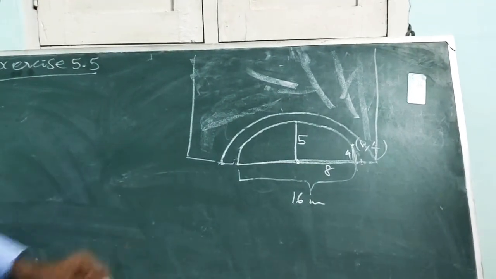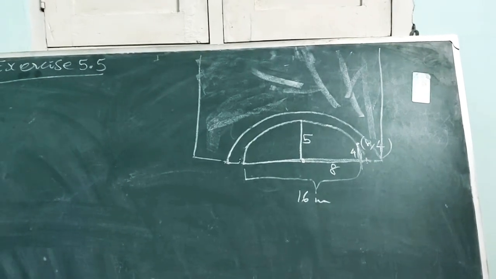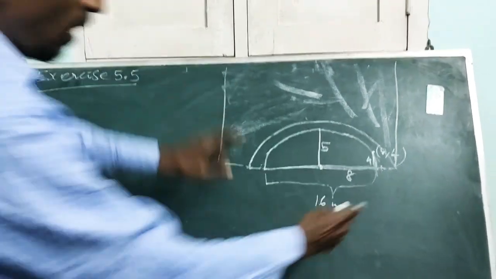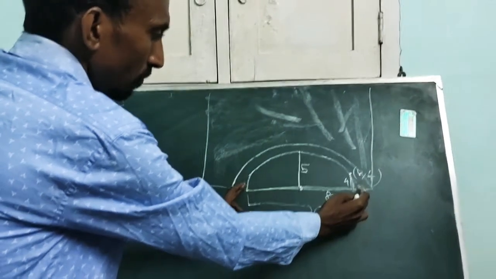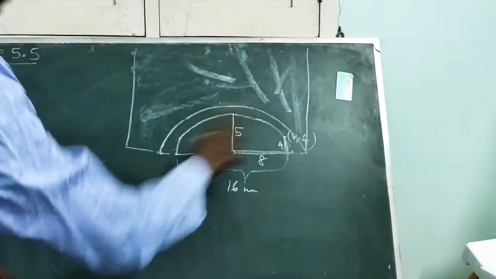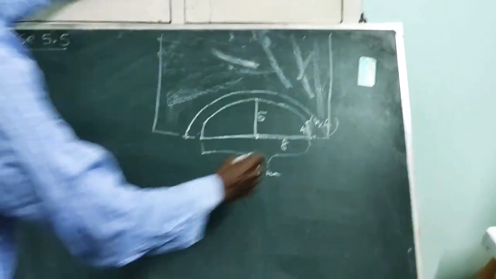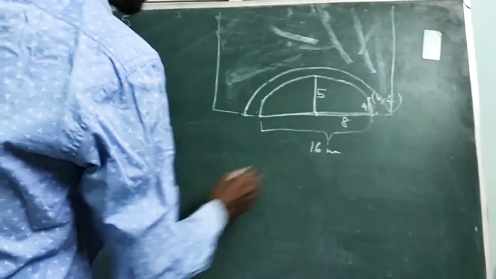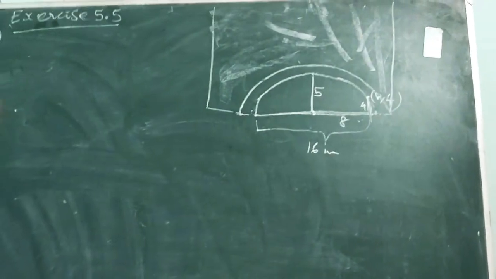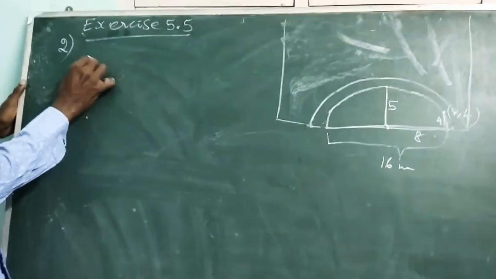Our aim is to find out how wide must be the opening. That is the length of the major axis. So our aim is to find out 2a. The b value is 5. We find a and multiply by 2, and we get the answer. So obviously assume the first type of ellipse.